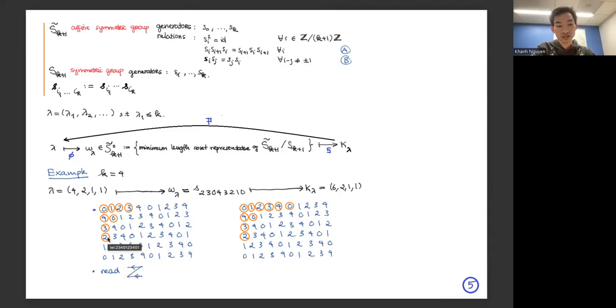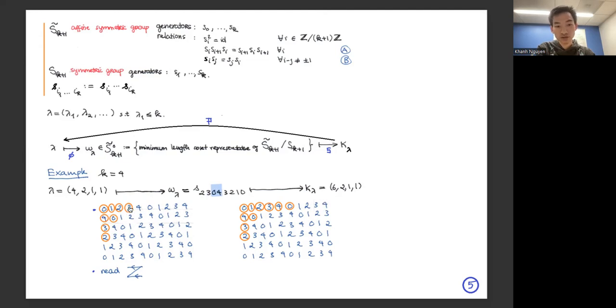So you see, I start from the bottom here and I read the entry 2. So I get the first entry, the first index 2. And now I go to the third row, I read the entry 3. So I get the index 3 here. And now I go to the second row and I read from right to left. I get 0 and 4. So you see 0 and 4 here.